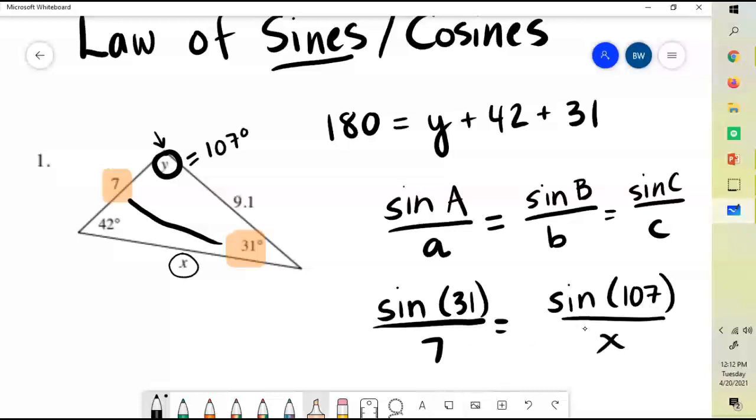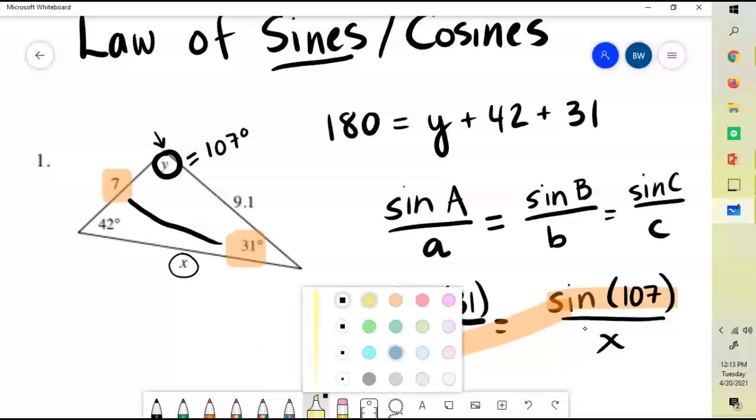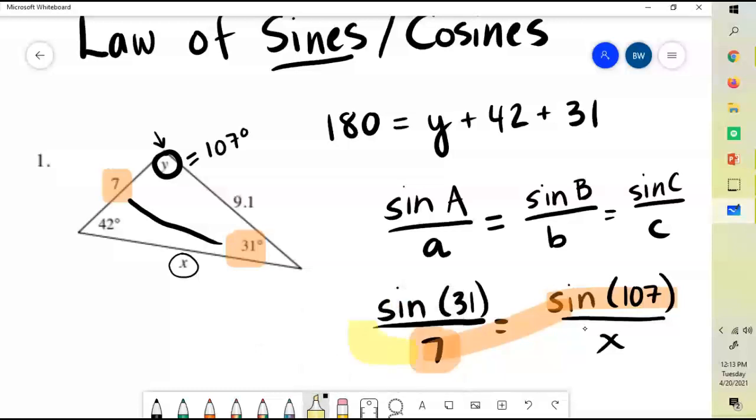In the recommendations of Mr. Dudat, we would use cross multiplication to do this solving, and that would involve typing into your calculator 7 times sine of 107 degrees. So that was 7 multiplied by sine of 107 divided by sine of 31. Into the calculator, that looks like this input.